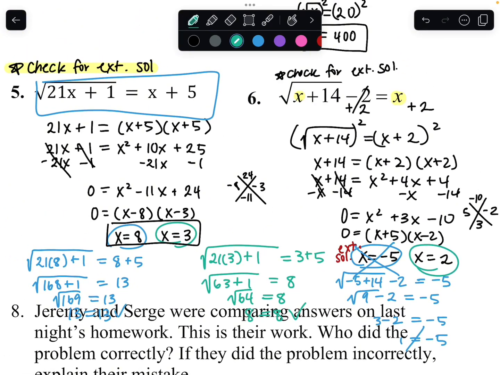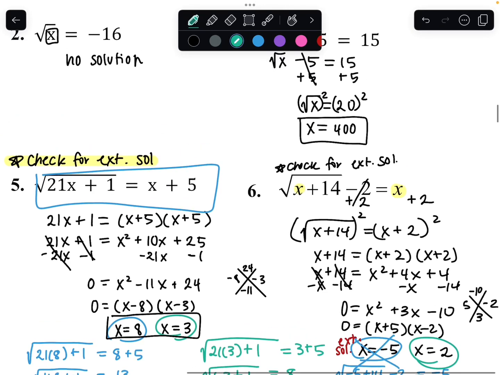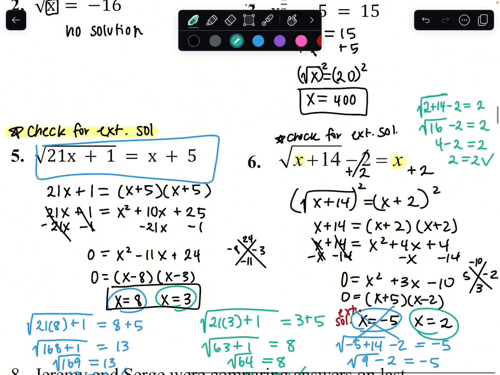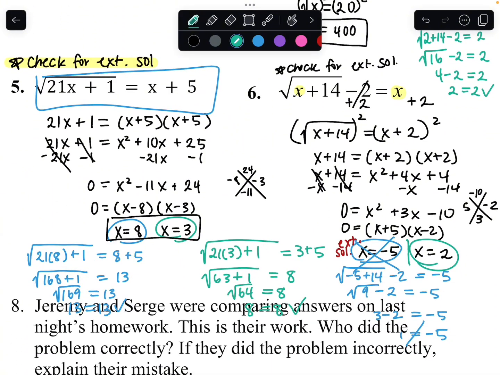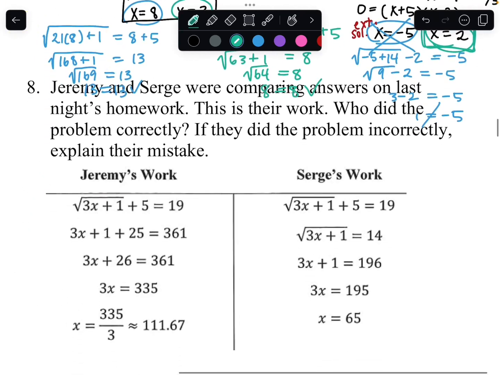Next, we're going to check x equals 2. And so I'm going to come up here. Square root of 2 plus 14 minus 2 equals the 2, which gives me square root of 16 minus 2, which is 4 minus 2. And so it simplifies to 2 equals 2, which is a true statement. So we only have one solution, and it's x equals 2.